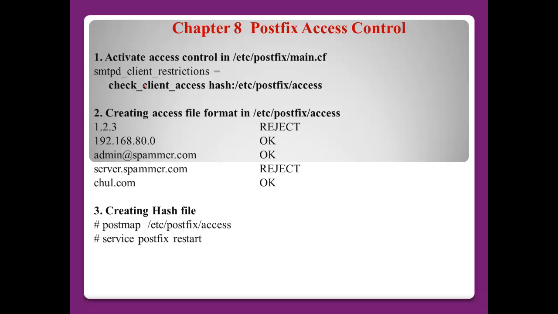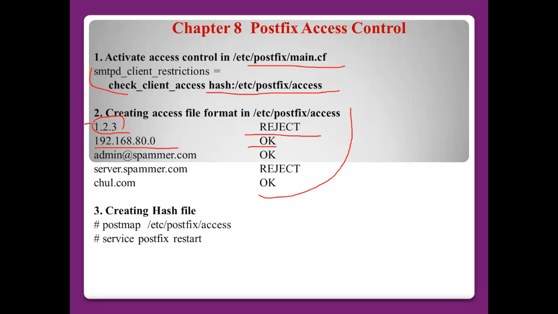So to support the access control, in the Postfix main configuration file, we have to define two lines: smtpd_client_restrictions, and here the hash:/etc/postfix/access. So in the access file, we can configure like this. For example, 1.2.3, this kind of network address, maybe sending email to this Postfix mail server, will be rejected. And in my case, I'm using 192.168.8.0. So this kind of network address will be okay.